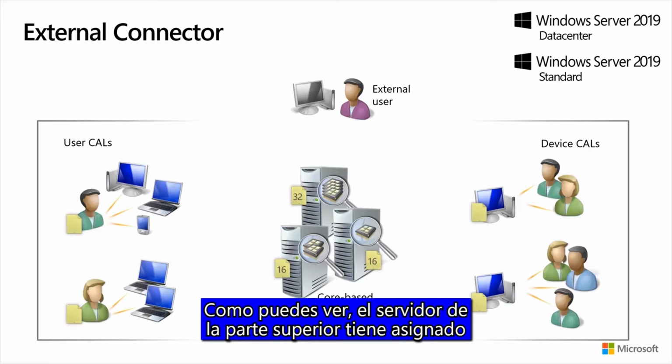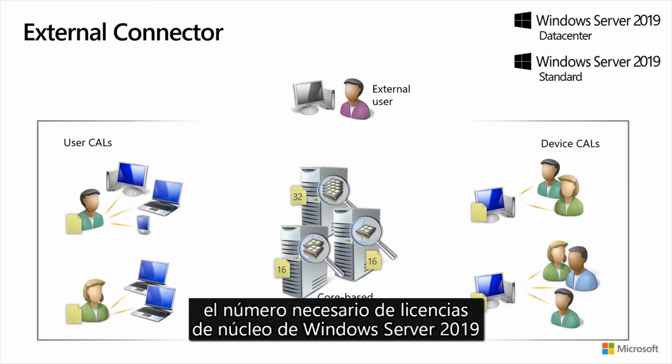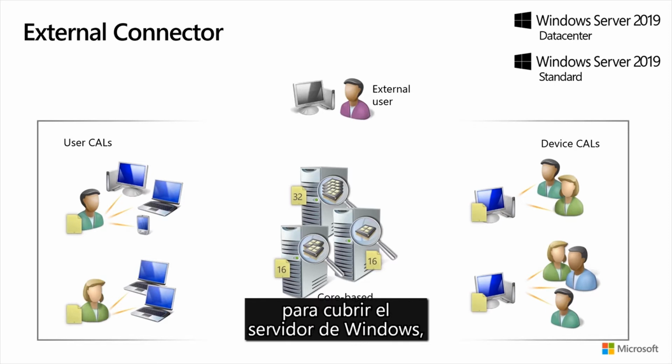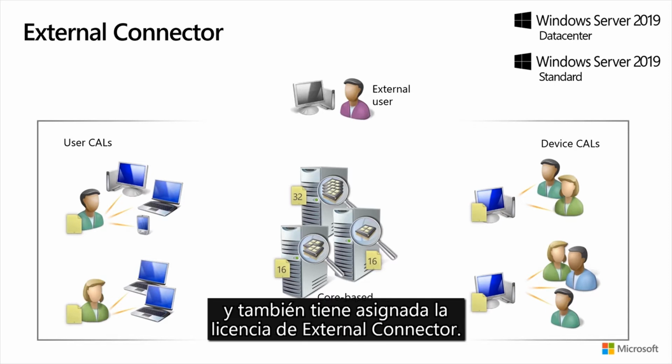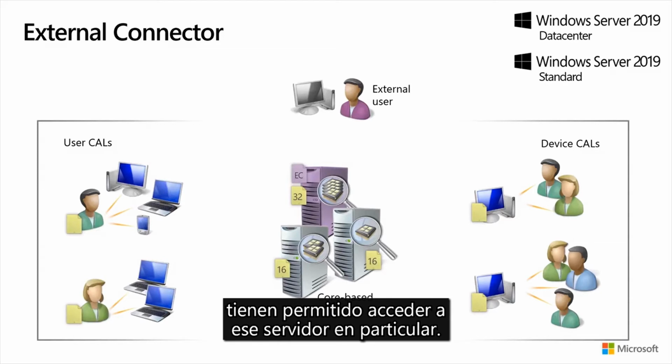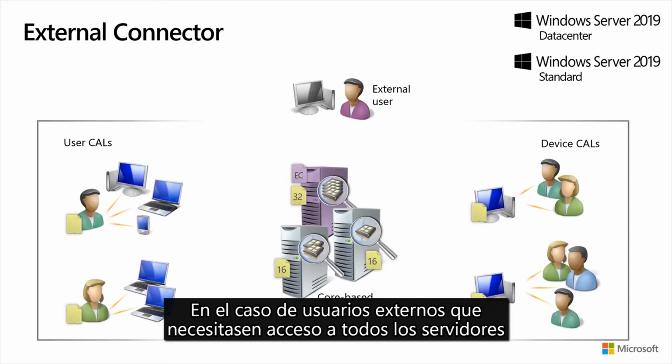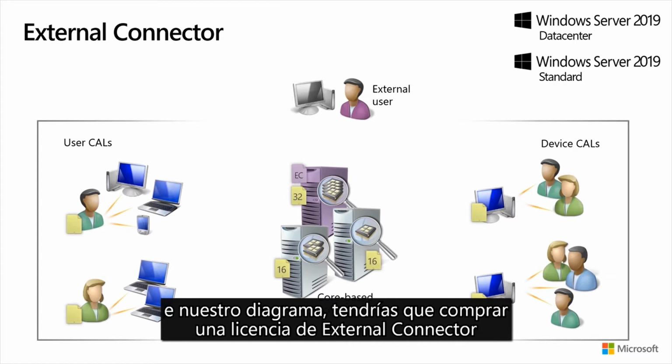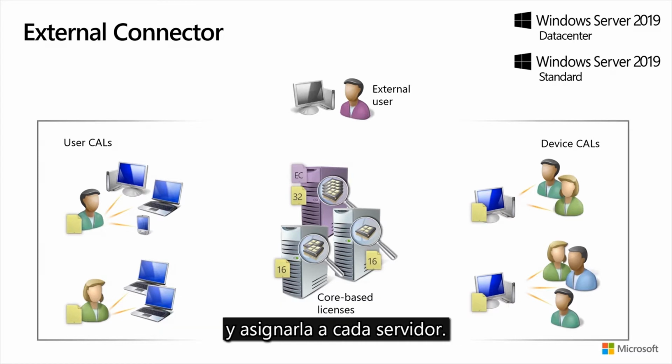You can see here that the top server has the required number of Windows Server 2019 core licenses assigned to it to cover it for Windows Server, and then the external connector license is assigned to it. Can you see the server's gone purple to show that the external users are allowed access to that particular server? Now, if you had external users who needed access to all of the servers on our diagram, you would need to buy an external connector license and assign it to each server.